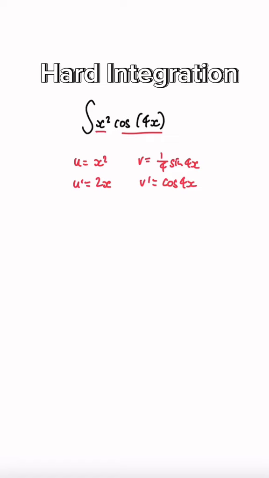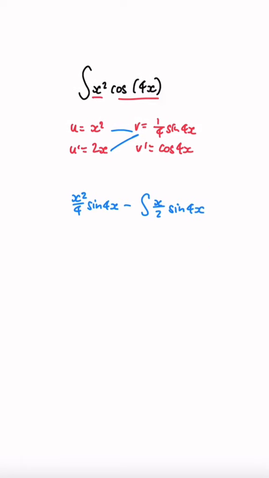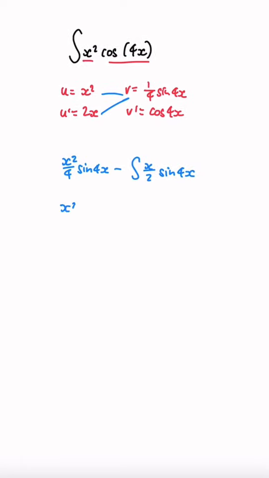Now for integration by parts, we're going to do u times by v, so that gives us x squared over 4 sine 4x. And from that, we're going to subtract the integration of u dash times by v. So that's just going to give us 2x over 4, which leaves us with x over 2 sine 4x. Now, to make this a bit easier for ourselves, we can straight away take out the half. So we're going to be left with x squared over 4 sine 4x minus 1/2, and then we've got the integration of x sine 4x.